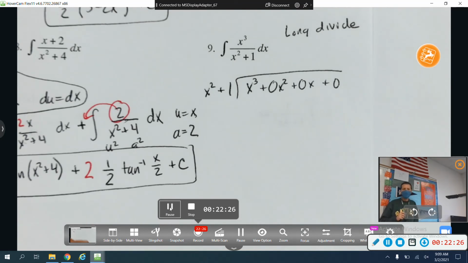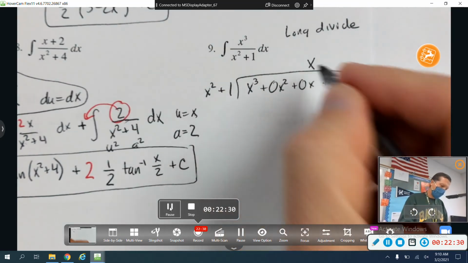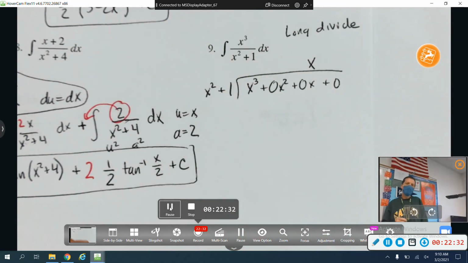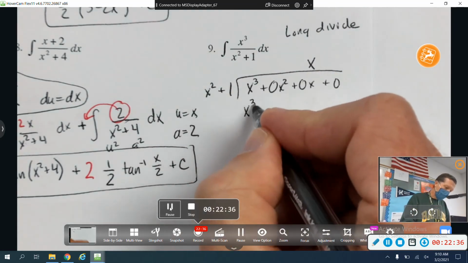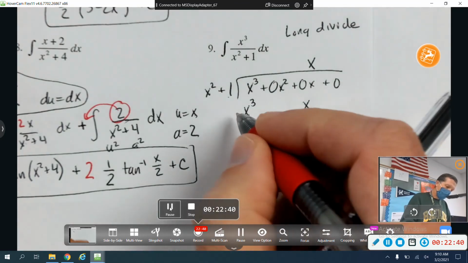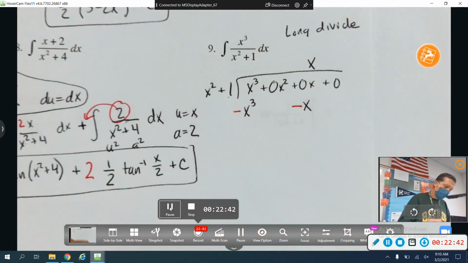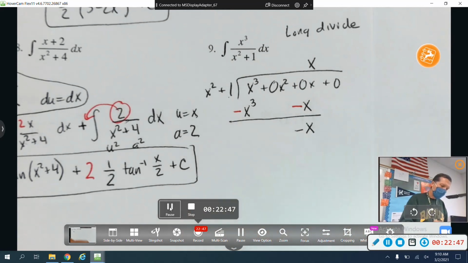Let's see. Something times x squared would get me x cubed. Well, that would be x. Multiply it back. x times x squared would be x cubed. x times 1 would be x. Then we subtract those. First one goes away. We get negative x. Here's the trick, though. What do I do with negative x? How do I finish this problem?